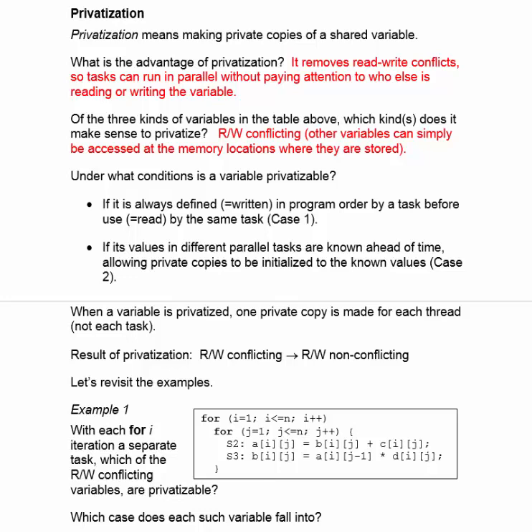The second case is if the value of that variable in different parallel tasks is known ahead of time, so we can make private copies with those values that the different tasks will have for the variable. And this will be case 2. The other one's case 1.